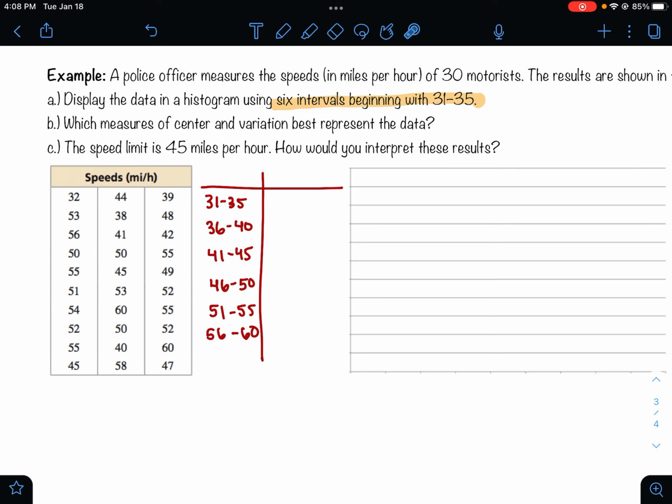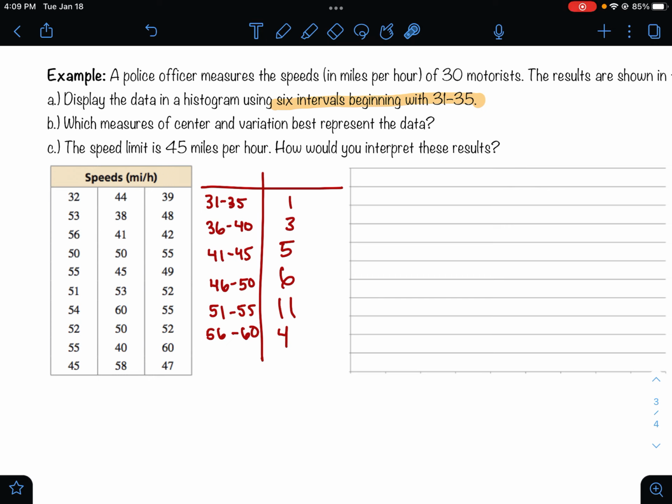And then basically all you're going to do is just count how many are in this range. How many are in this range? How many are in this range? This is the frequency. So how many speeds are from 31 to 35? If you count them all, there's only 1. And when you do 36 to 40, there's only 3 cars that were going in that speed, and so on. And all you do is fill in the frequencies of each of those ranges. So you'll see between 51 and 55, 11 people were going between those speeds.